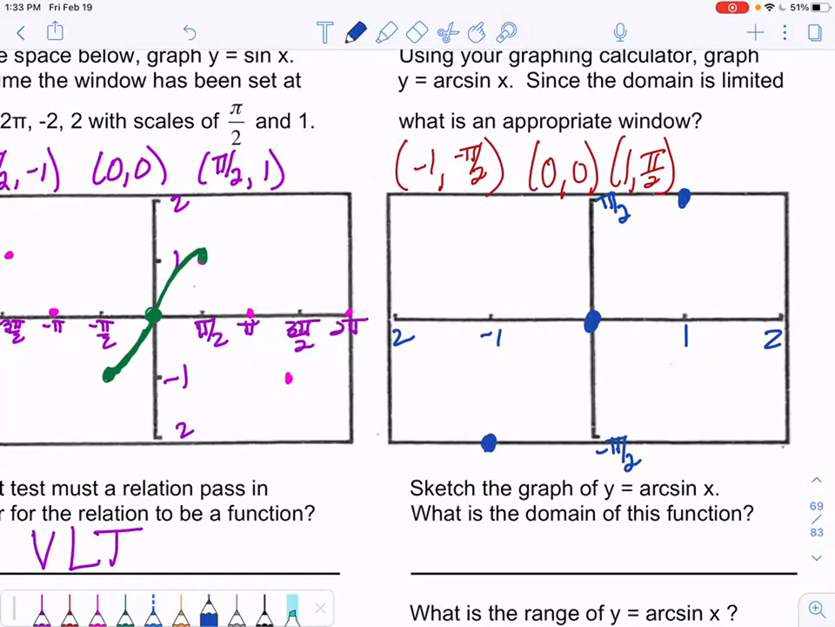Now, I can't connect these with a straight line because the sine graph is not a straight line. It's a curve or a wave.